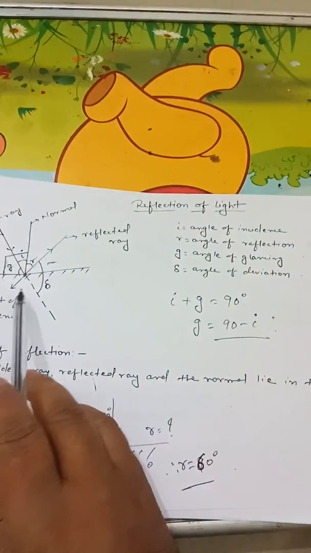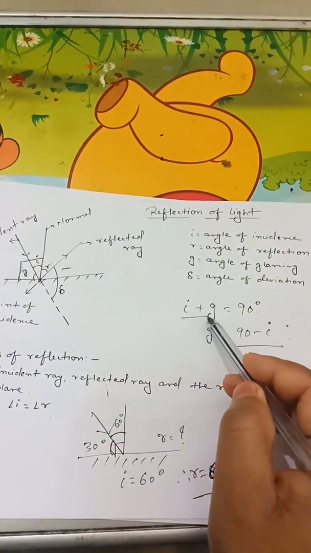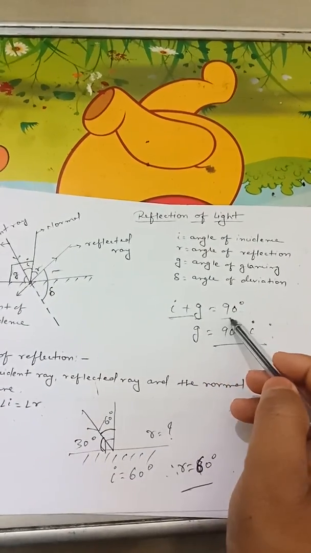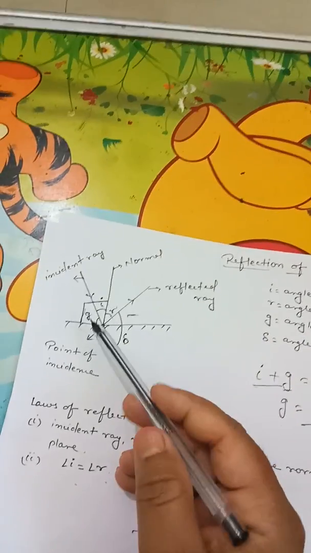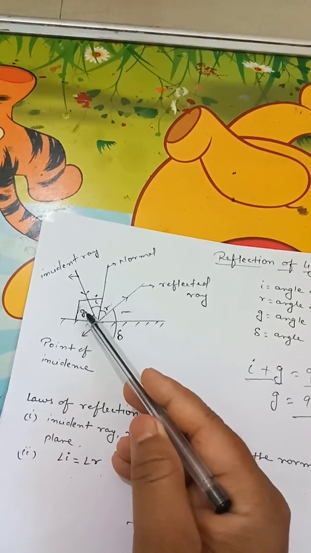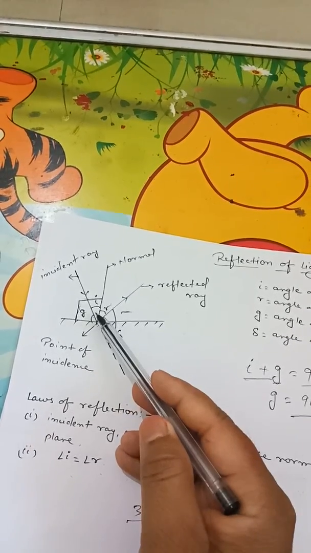Here you can find I have written a relation. I plus G is equal to 90 degrees. Hence G is equal to 90 minus I. As you can see from here, I plus G makes an angle of 90 degrees.